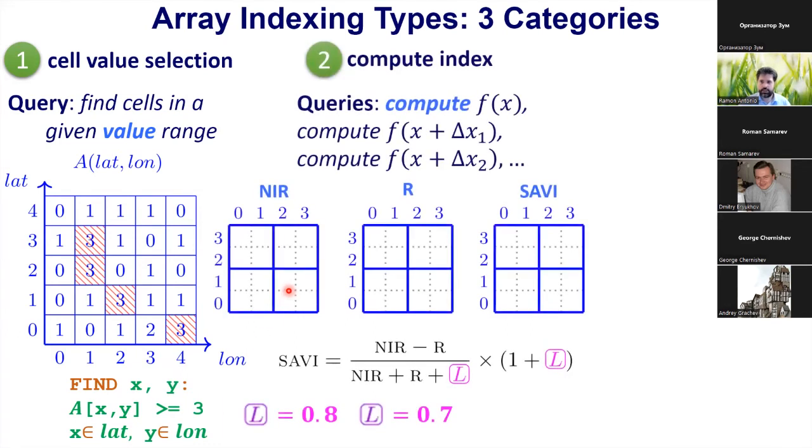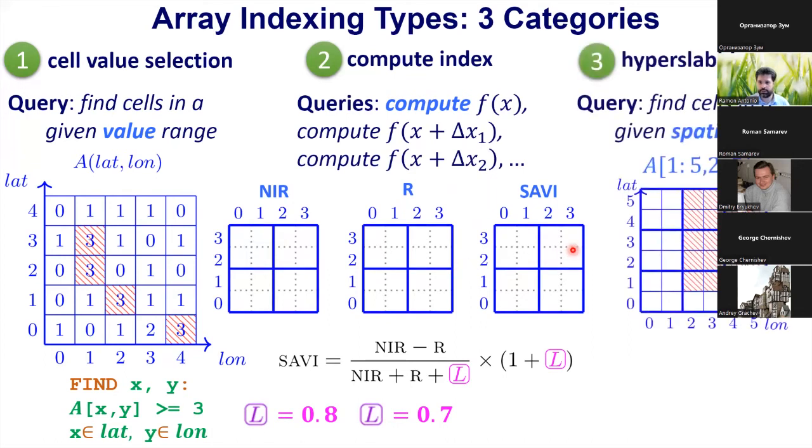Compute indices accelerate computations on arrays. For example, compute a function, slightly tune the input parameter, and compute the same function again. Tune the parameters and compute again, and so on. Hyperslabbing indices accelerate seeking cells in a given spatial range. They use relatively well-known data structures, so we're going to focus on the first two categories.